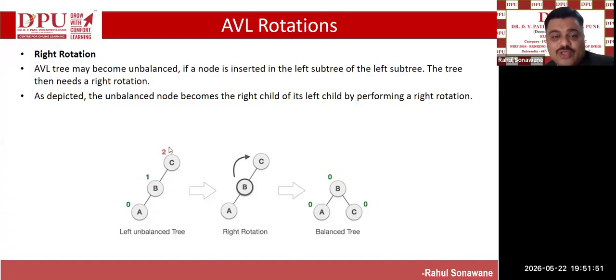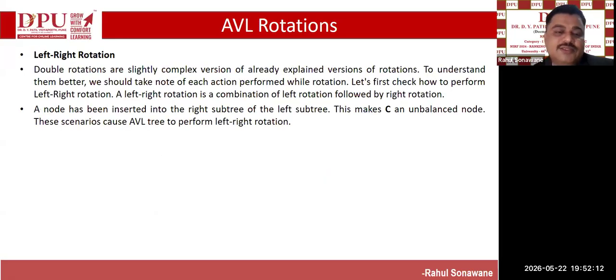In simple words, in order to remember, if you are getting a left skew tree, perform the right rotation. Or in other words, because of insertion of a left node in the left subtree, if your tree is getting unbalanced, then we have to perform the right rotation. Now next, left right rotation.